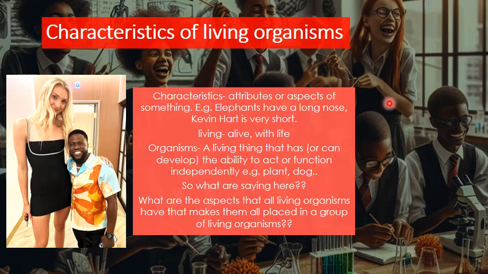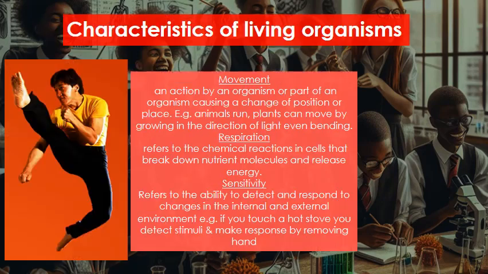So what are we saying here? In Shona we say turukuti chi panapa. We are saying what are the aspects that all living organisms have that makes them all placed in a group of living organisms. What are the aspects that we are looking at in all things, and saying if they have this quality and this quality and this quality, then they are living organisms. So that's what we want to talk about when we say characteristics of living organisms.